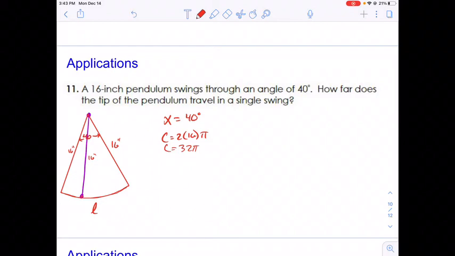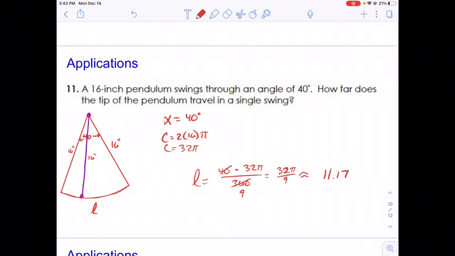Now we're going to plug it into our length formula, so we're going to find the length here. We get 40 times 32 pi divided by 360. Just to make this problem a little easier, we'll simplify it. We know 4 goes into 36 9 times, so it's going to make it 9 here. And there's no number that goes into 32 and 9, so that's going to be 32 pi over 9. Now we multiply this out, which gives us approximately 11.17 inches, the length that it's going to travel.